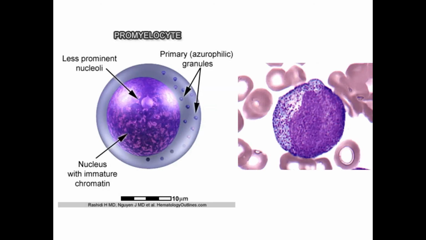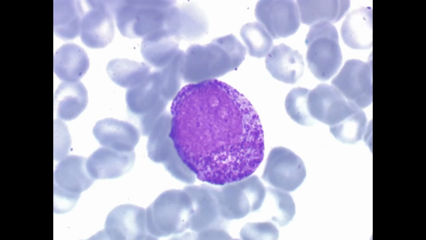Here is an image of a promyelocyte which has much more cytoplasm compared to a myeloblast. It has 1 to 2 nucleoli, and the cytoplasm will show purplish granules, numerous. These are called primary granules. This is another image of a promyelocyte. Note the number of granules in the cytoplasm. There are too many of them.